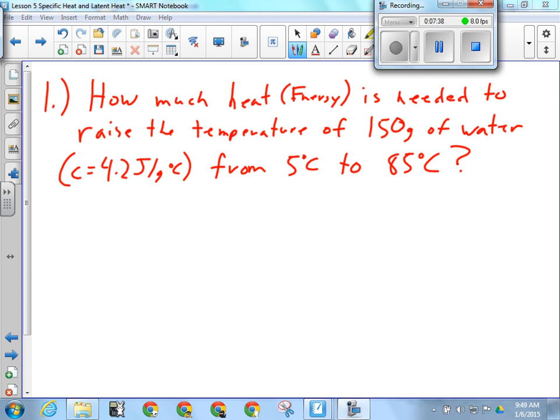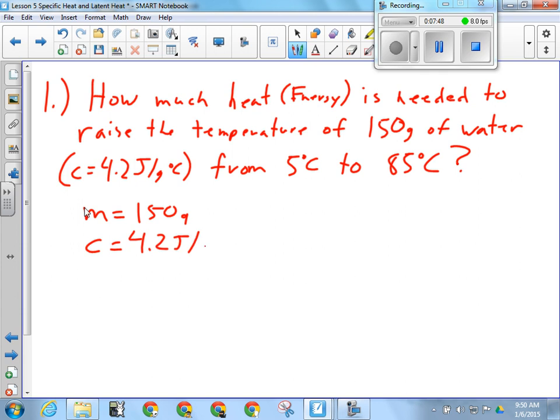So in a question like this, again, write down your givens. You're going to get a mark for it. So we've got mass, 150 grams. We've got specific heat capacity, 4.2 joules per gram degree Celsius. So what that means is, if I have 1 gram of water, which is 1 milliliter, that's not very much, it would take 4.2 joules of energy to heat that much water by 1 degree Celsius. That is a very big heat capacity.